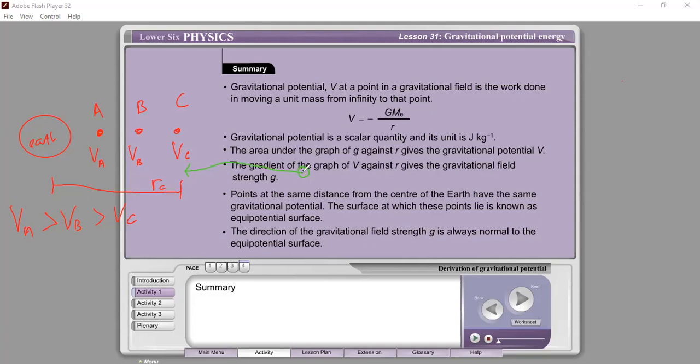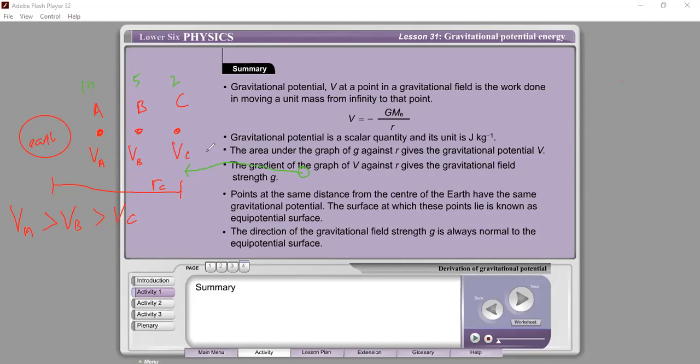Okay, the work done needed to put it from infinity, very, very far. How far? Very far. Okay, that's all. To pull an object from infinity, the energy needed to move this object from infinity to this point. Let's say this is 10 joule, this is 5 joule, this will be 2 joule.